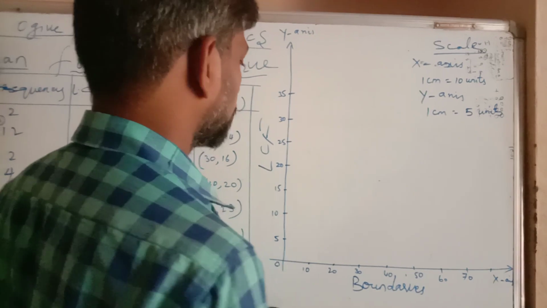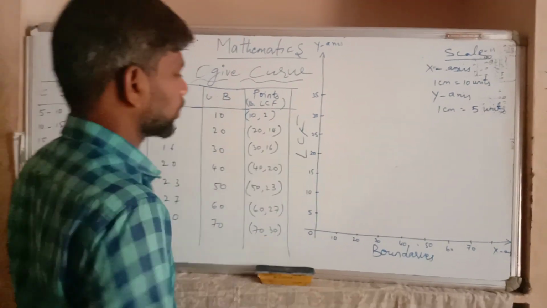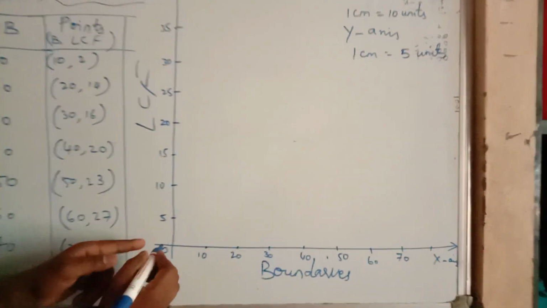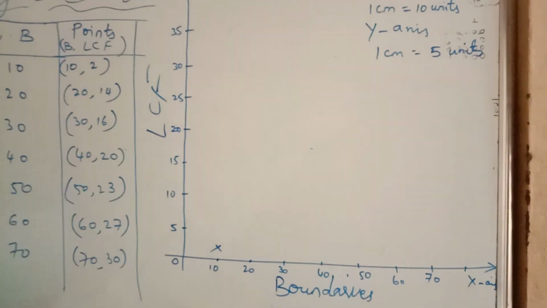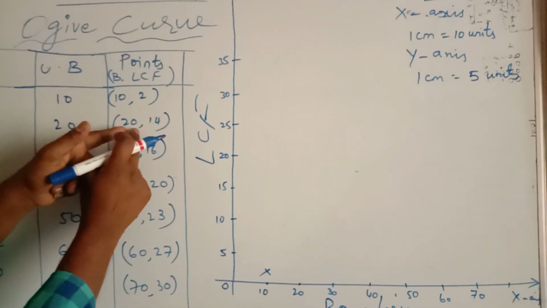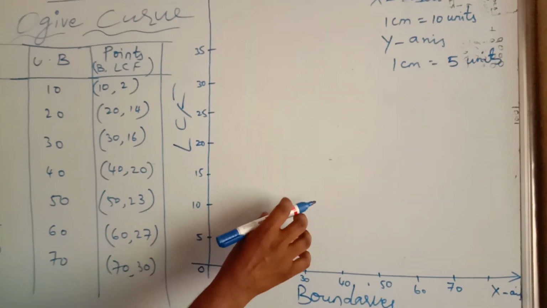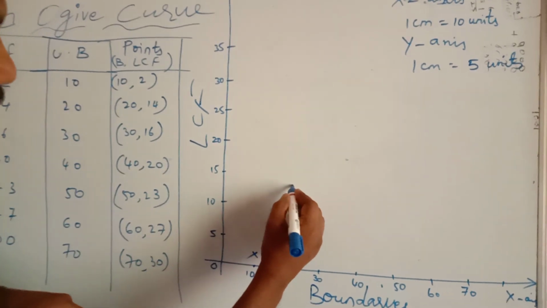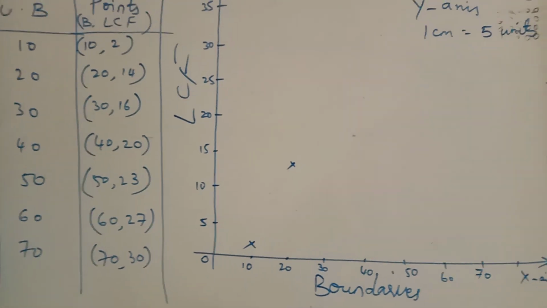Now you can plot the points on the graph. The first point is 10, 2. Where is 10 on the x-axis here? And 2: after 0, the fourth line gives 2. The first one you have plotted is 10, 2, and the second one is 20, 14. That means 10, after 4 you are getting 14, below 15 at the second line. You can mark the point below 15 at the second line.